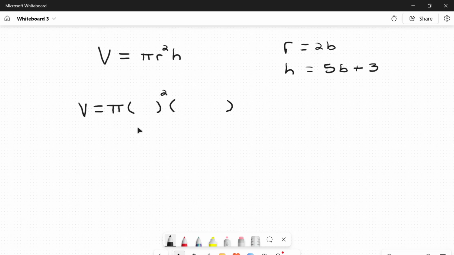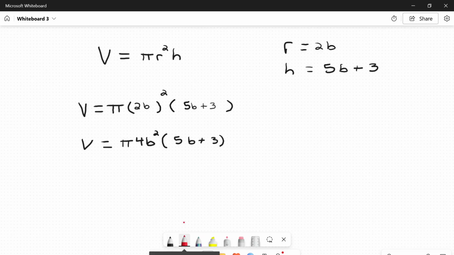So this is still V equals pi r squared h. I'm just going to fill in what they told me r and h are equal to. So I'm going to fill in my 2b here, and I'll fill in my 5b plus 3 here. I do have to evaluate this exponent, so I've got 2b squared. That would be 2b times 2b, which is 4b squared. So V equals pi 4b squared multiplied by 5b plus 3.